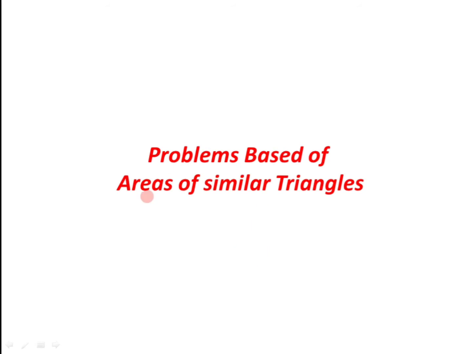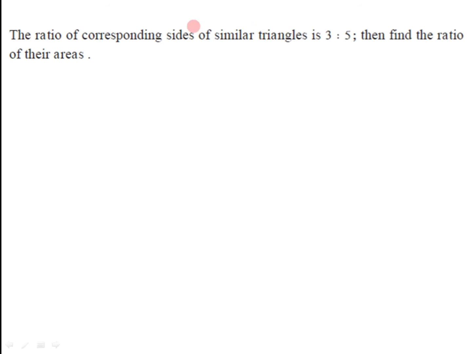Hello students, let us solve today some problems based on areas of similar triangles. We have studied this property that if there are two triangles given which are similar, then the ratio of their areas is equal to the ratio of squares of the corresponding sides. So we have to use this property to solve some examples. Let's consider the first example.